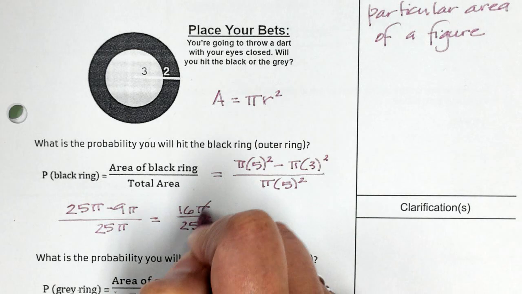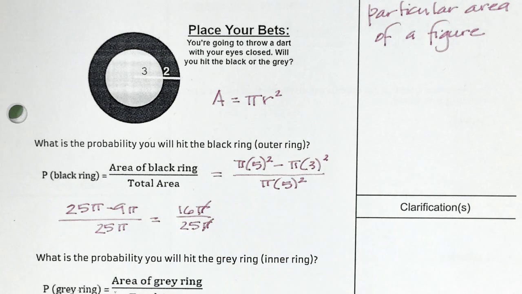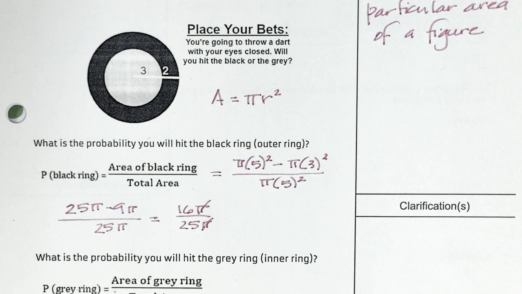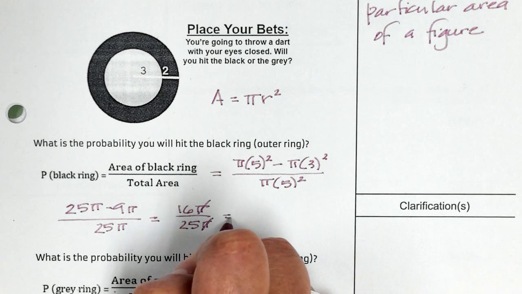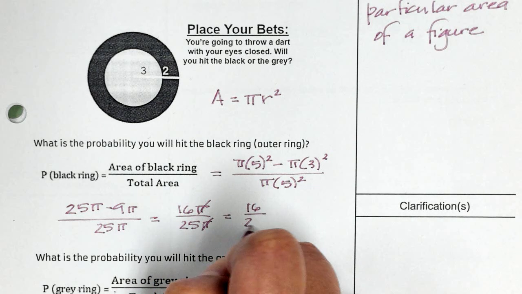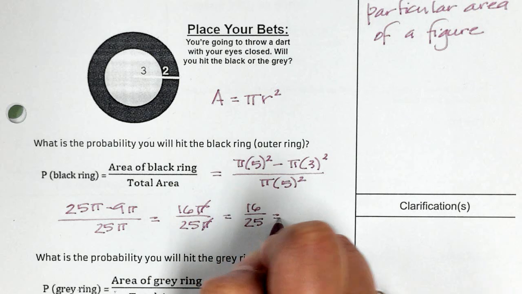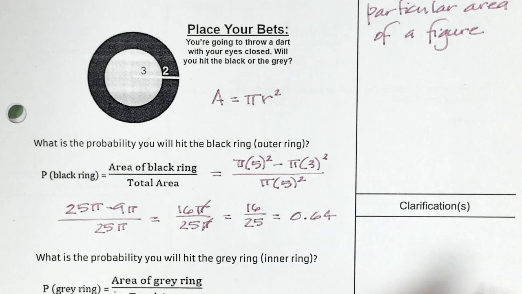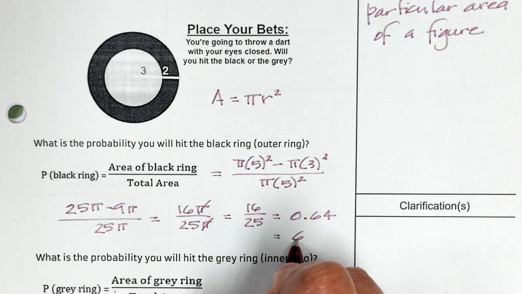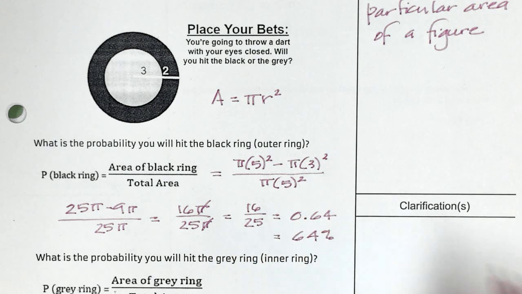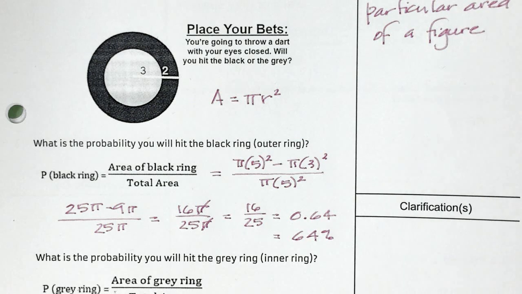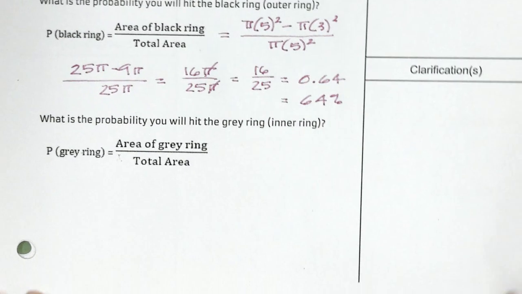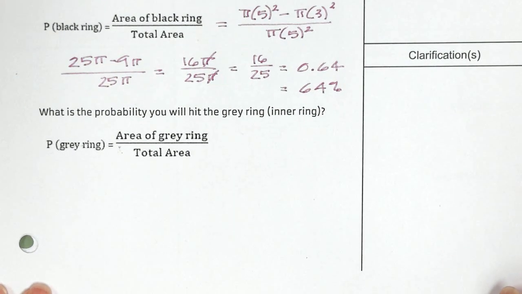Since we have pi in both the numerator and the denominator, we can go ahead and cancel those out, leaving us with 16/25, which in decimal form is 0.64, which is 64%. So we have a 64% chance of hitting the black ring. Going on, what is the probability you hit the gray or the inner ring?